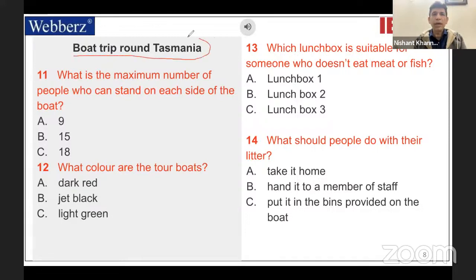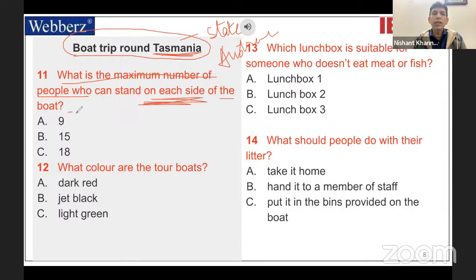Boat trip around Tasmania. Now, if you know what is Tasmania, Tasmania is a state or a province in Australia. It's a very small island in Australia that is called Tasmania. Now, it's a boat trip. The boat will leave the harbor, go to Tasmania, and then come back from there. What is the maximum number of people who can stand on each side of the boat? You know what is the meaning of this, on each side of the boat? Let me clear it to you.